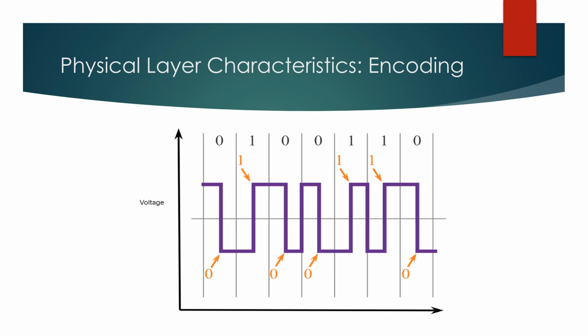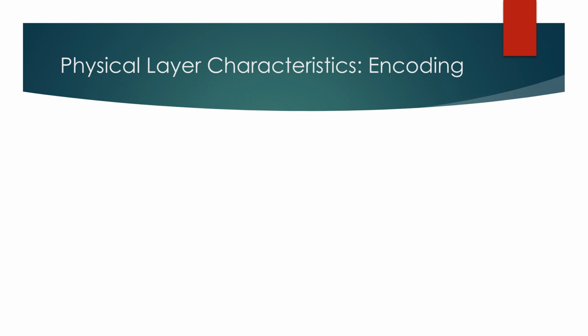Manchester encoding represents a 0 bit by a high to low voltage transition, and a 1 bit is represented as a low to high voltage transition. An example of that is shown in this figure. The transition occurs at the middle of each bit period. This type of encoding is used in 10 megabit Ethernet. Faster data rates require more complex encoding.